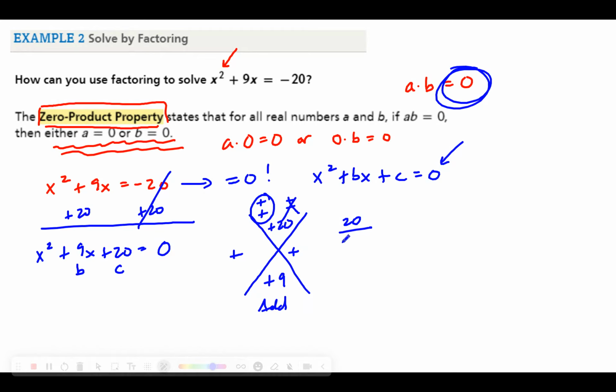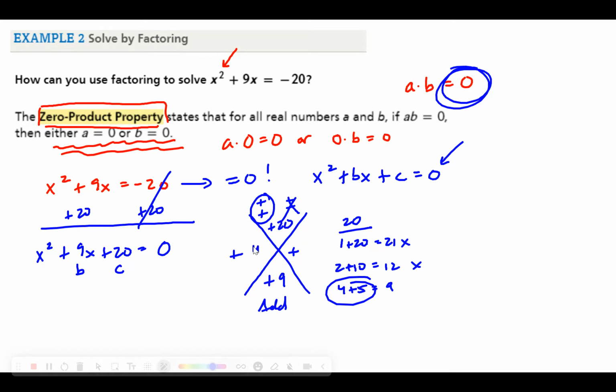Again, I like to start with 1. 1 times 20 is 20, but we're going to add those together, and you get 21. That's not 9. 2 times 10 equals 20, but added together that's 12. That's not 9. 3 does not evenly go into 20. 4 times 5 equals 20. We add them together, and there's 9. And there are my magic numbers, my P and Q, as we'll talk about in a minute.